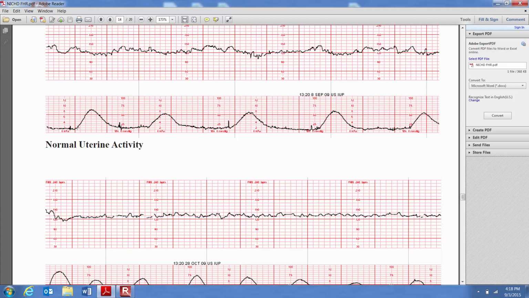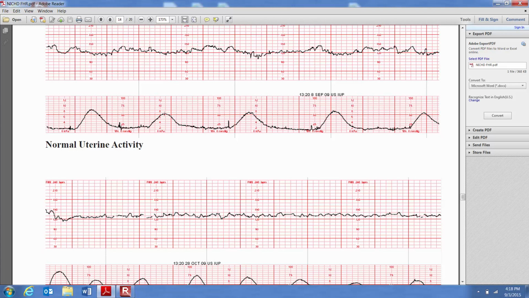How long are the contractions? Well, we count from the beginning of the contraction, 10 seconds, 20, 30, 40, 50, 60, 70, 80 seconds until she gets back to normal resting tone. This contraction is 10, 20, 30, 40, 50, 60. If I counted all through here, that would probably be about consistent. So I would say she's contracting every 2 to 3 minutes for 60 to 80 seconds.